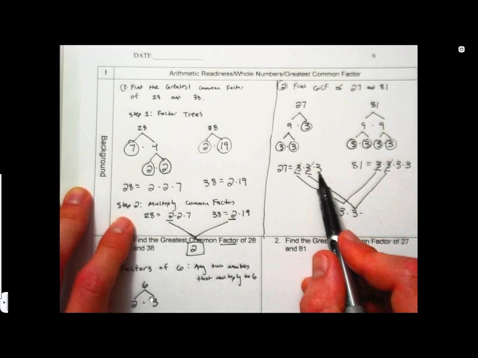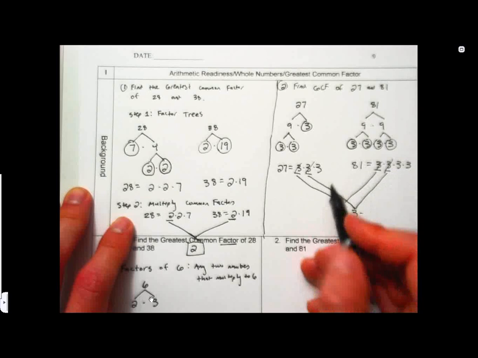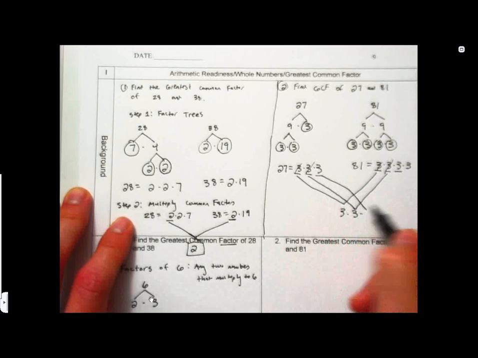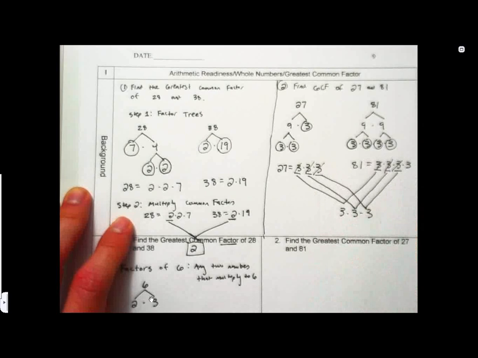And looking at this, I see actually that we can have another 3 because they've got another 3 in common. So if I drag that down, we've used this 3 and this 3 up, and now really all that's left is this 3 for 81. We've used all the numbers for 27. So what that means is our greatest common factor is going to be 3 times 3 times 3. Well, that's just 27. So my answer in this case is going to be 27.